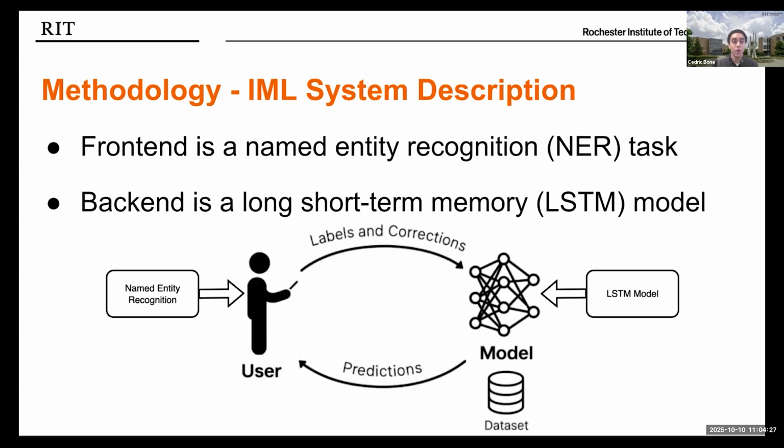So the overall IML system follows this diagram. A user would be given a piece of text. They would label and correct the model's predictions. That would be sent to the model. The model would update its parameters from those corrections, and then the model would predict the next piece of text given to the user, and the cycle continues.